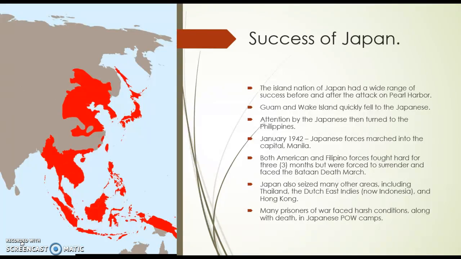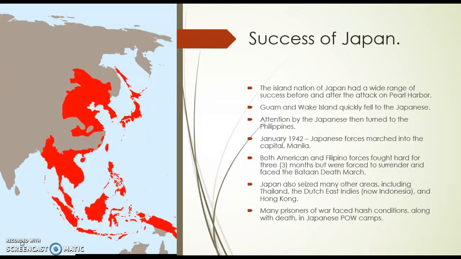In January of 1942, Japanese forces marched into the capital of Manila, and both American and Filipino forces fought hard for 3 months, but they were forced to surrender and face the Bataan Death March. This was a 1,000-mile march down the peninsula there, and many of them were executed along the way.